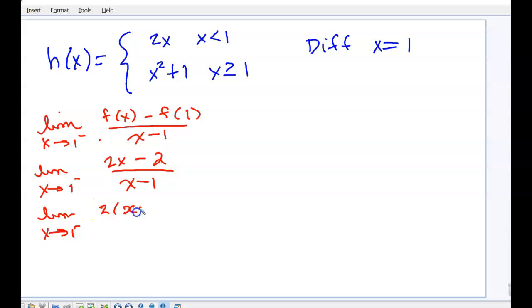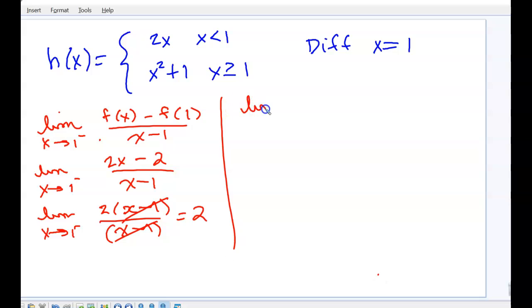So this is going to be the limit as x approaches 1 from the left. If I factor 2 out, now my x minus 1's cancel, and my derivative coming from the left of 1 is 2.